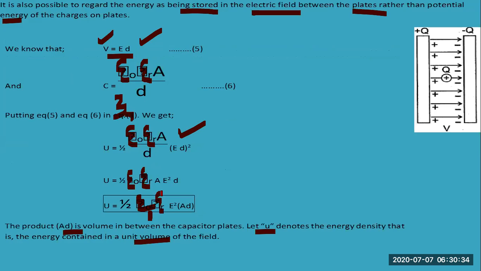So that's why we are calculating the electrical potential energy at the time when we have introduced the dielectric between the two plates, and finally we are getting U is equal to 1 by 2 epsilon naught epsilon r E square. So here it is, epsilon naught E square AD, and this AD is area into distance, and this will be equal to the volume between the capacitor plates. Let U denote the energy density, the energy contained in the unit volume of the field.